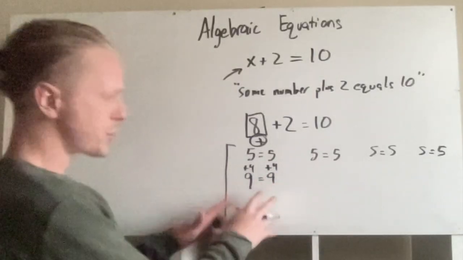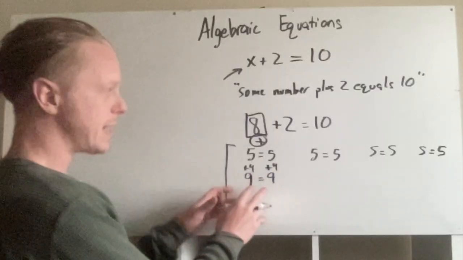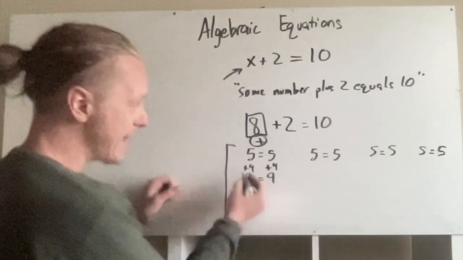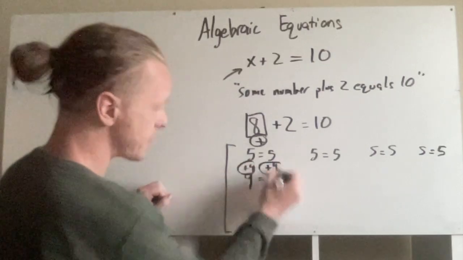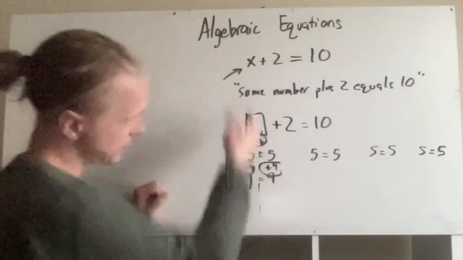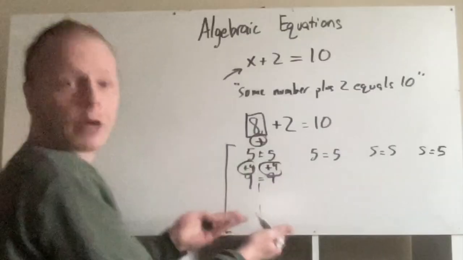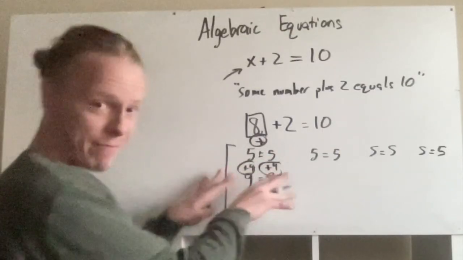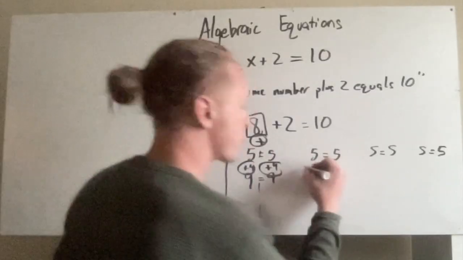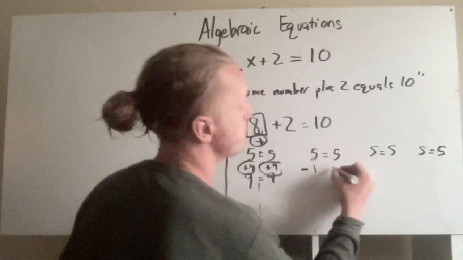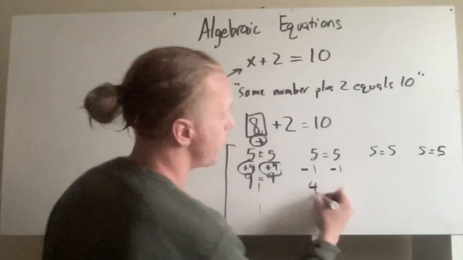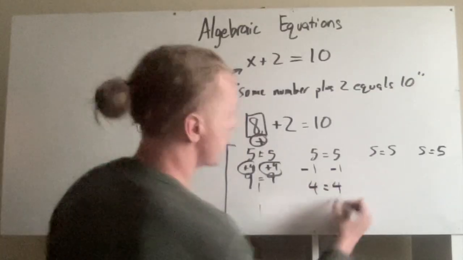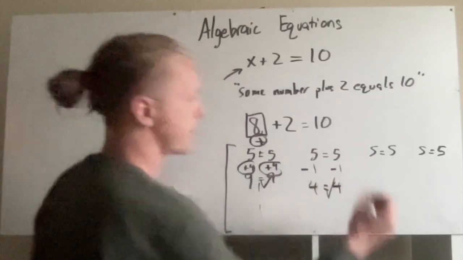Okay, why did I show you this? Well, what this means is that we can add the same thing to both sides of the equal sign. Think of this like a dividing line, and it will still be equal. So we're allowed to add as long as we add the same value to both sides. It's also true with subtraction. What if I do minus 1? Well, 5 minus 1 is 4, and 5 minus 1 is 4. They're still equal to each other.